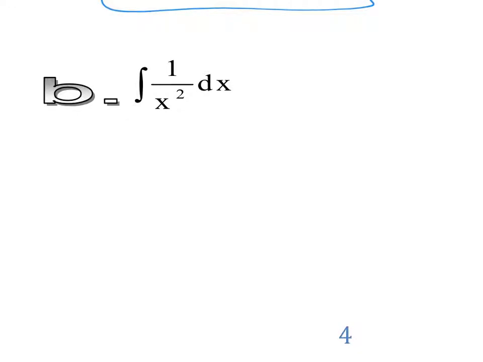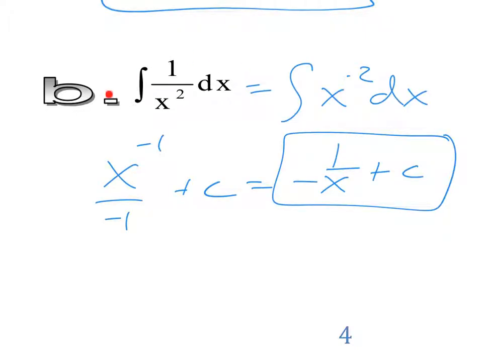Part B, very similar to the last one. I'm going to let you guys try this one on your own. Just give it a shot, pause the video, and then check back to see if you did it correctly. All right, one of the first things you want to do here is rewrite it so it's just an exponent, not a quotient. And x to the negative 2 is pretty easy. Add 1 to the exponent, you get negative 1, divide by the new exponent, and then you could simplify that to negative 1 over x plus c.